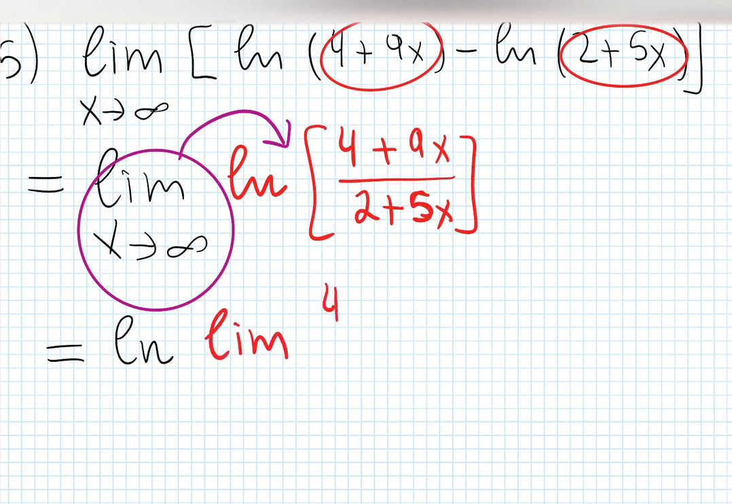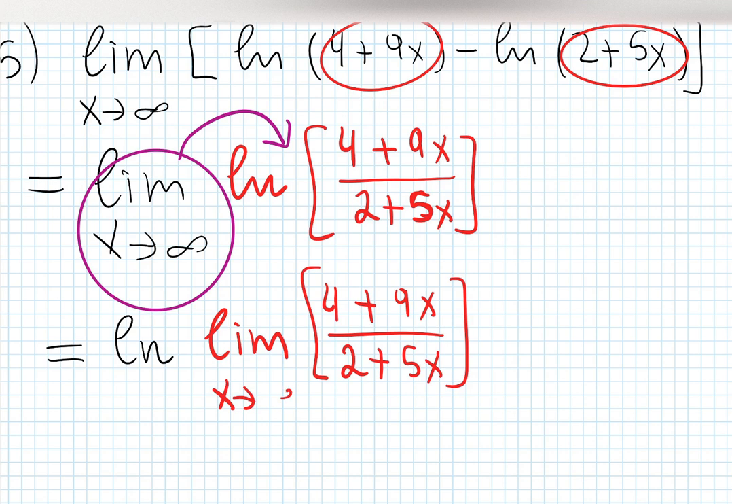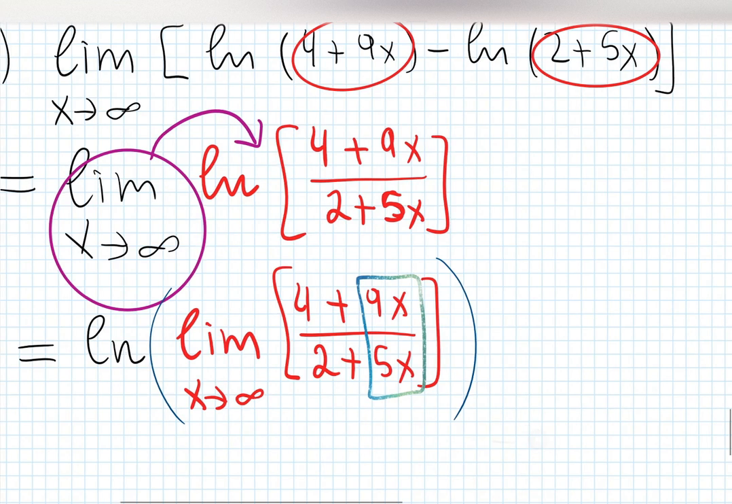Log of the limit of 4 plus 9x all over 2 plus 5x. And that's what you're actually working with. We did these limits before and we had them on the exam. What is the answer for the limit part? 9/5. Do you all remember this? I'm finding the leader of the top, the leader of the bottom. They have the same speed. So the answer will be the ratio of the leading coefficients.